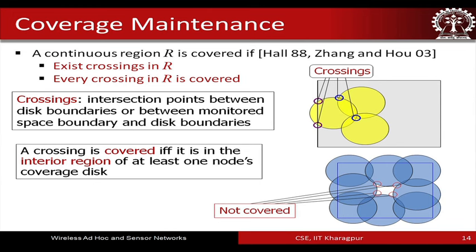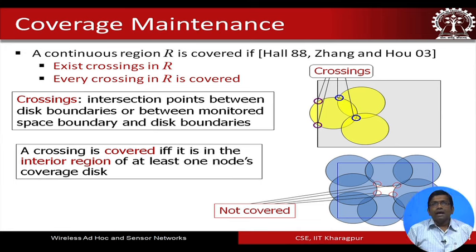So, let us try to understand some of these concepts. The coverage problem, and we are talking about the area coverage problem, as explained by Zhang and Hu, reads like this: a continuous region R is covered if there exist crossings in R and every crossing in R is covered. So, what is a crossing?